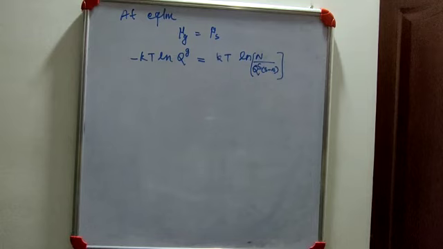In the next step, we are cancelling the kt term and we get log qg is equal to log qs into s minus n by n. The minus sign was taken to the right side.